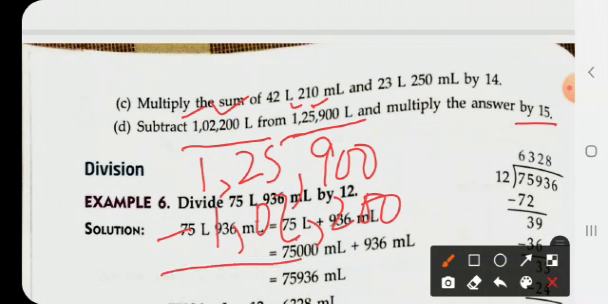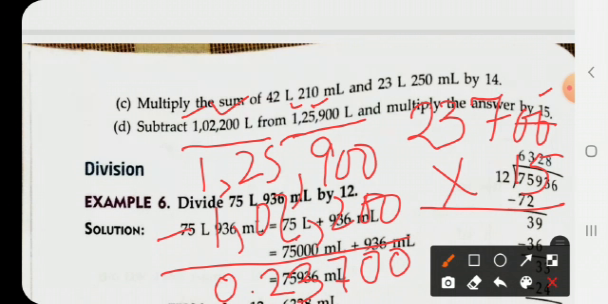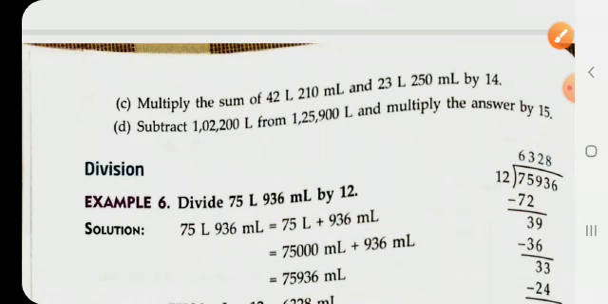1,02,200. So when we subtract, the answer is 0, 0, 9 minus 2 is 7, 5 minus 2 is 3, 2 minus 0 is 2, 1 minus 1 is 0. So what is the answer that remains? It is 23,700, which is to be multiplied by the number 15. And you must know the tables of 15, and this sum will be an easy sum for you. This is how you are going to do the multiplication.